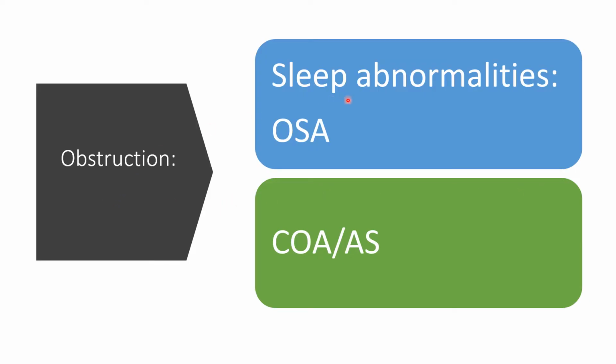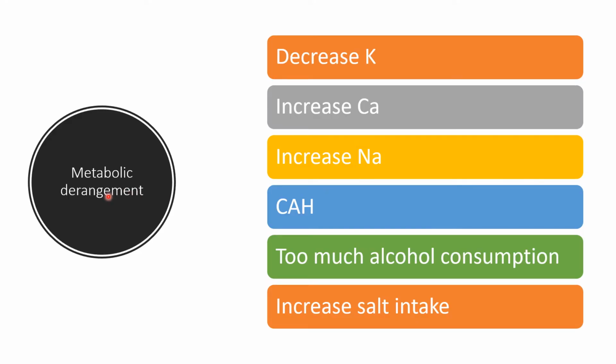Obstruction. Could this be as a result of sleep abnormalities, like obstructive sleep apnea? Could this be coarctation of the aorta or aortic stenosis? We want to know. Are we dealing with metabolic derangement, like decreased potassium? Because the lower the potassium, the higher the blood pressure. But I'm not saying you should go and buy all the bananas, all the raisins, all the broccoli in the world to get enough potassium in your system and then get into hyperkalemia. No, that's not what I'm saying.